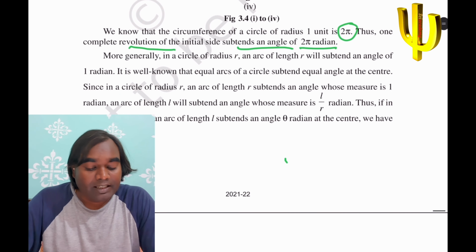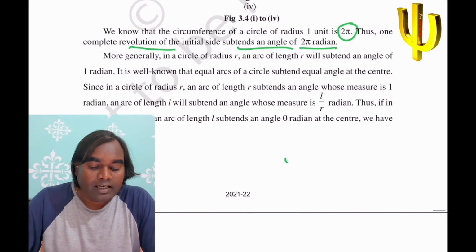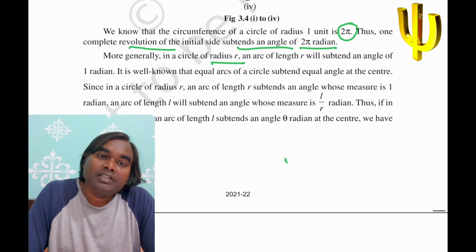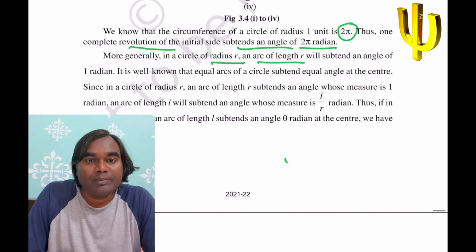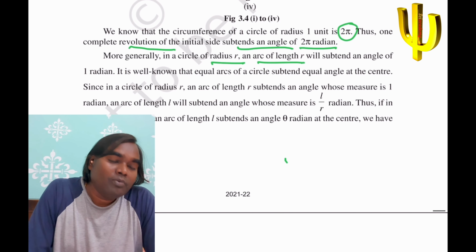More generally, in a circle of radius r, an arc of length r will subtend an angle of 1 radian. Now we are generalizing the concept: if we take the radius of a circle equal to r unit and the arc of length equal to r, then that arc will subtend an angle at the center of the circle equal to 1 radian.